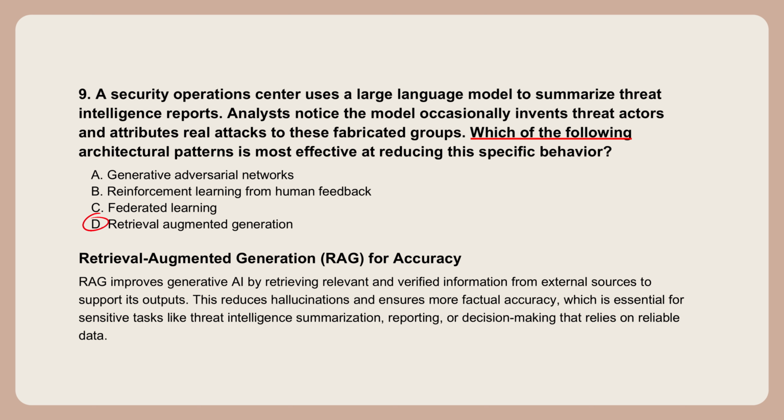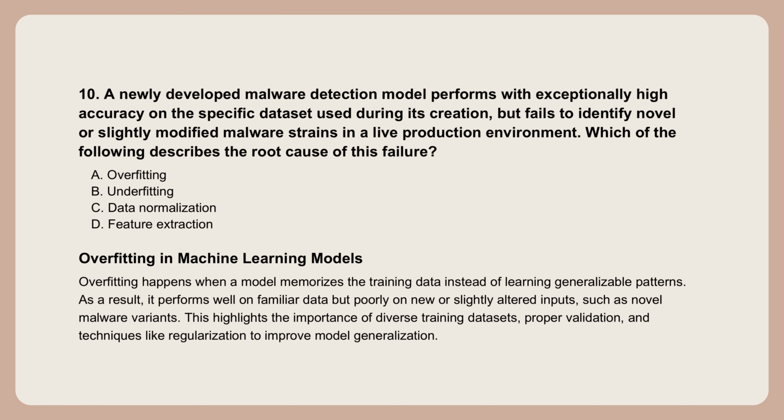And that specific mechanism of retrieving external facts to stop hallucinations is why A, B, and C are incorrect. Those are entirely different architectural patterns that simply do not address the issue of an LLM inventing facts by forcing it to reference external sources. That brings us to our final piece of the puzzle.